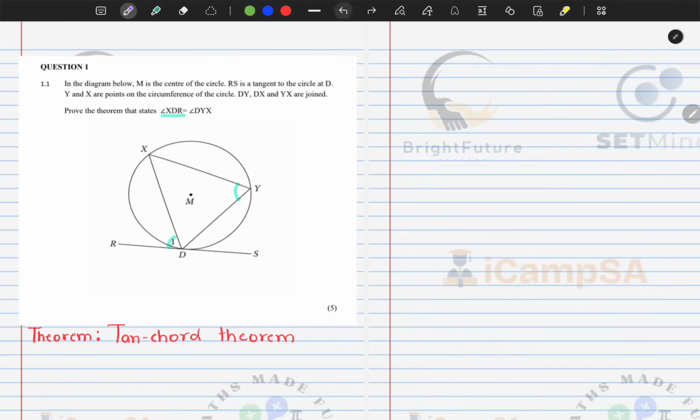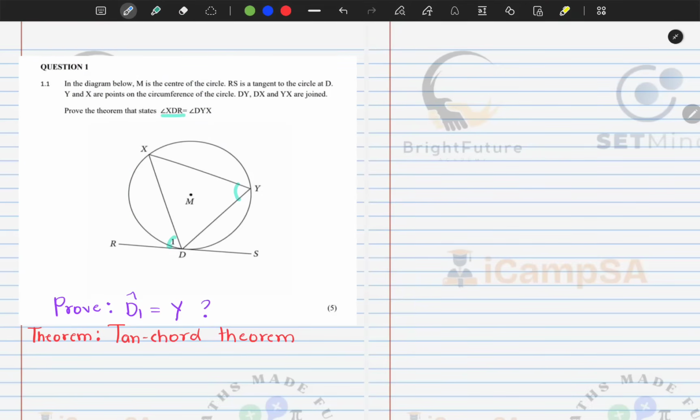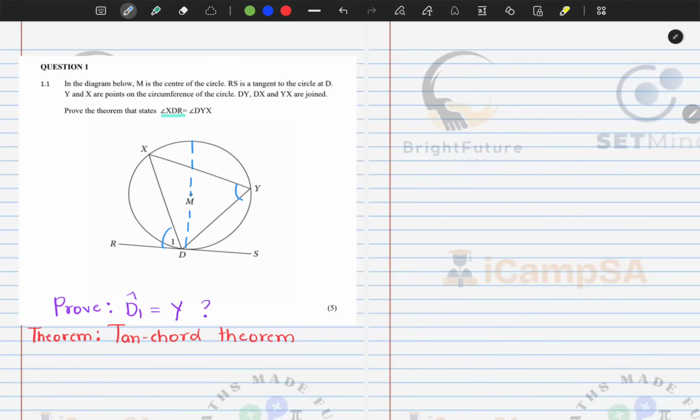What we are required to do really is to prove that our angle D1 equals Y. That is what we need to prove. Whenever you're proving your Tan-Chord theorem, you will always draw the diameter that will cut through the center. Because we are trying to show that angle Y is equal to D1, the line we draw, we will always draw such that it is going towards the angle we want to prove, which is angle Y.